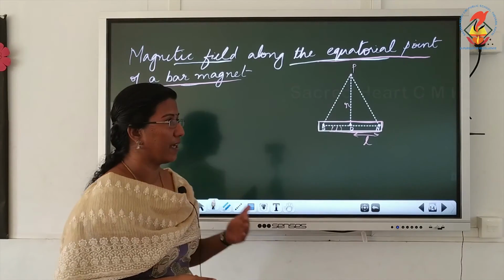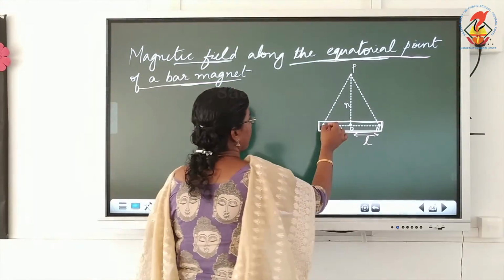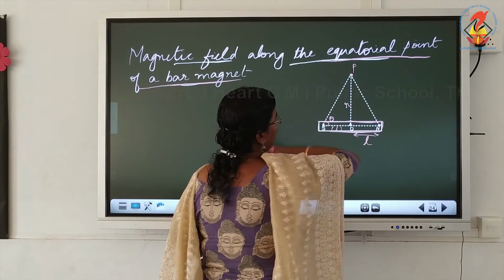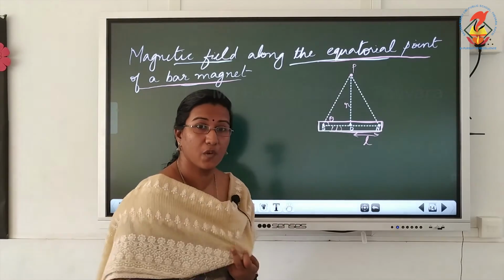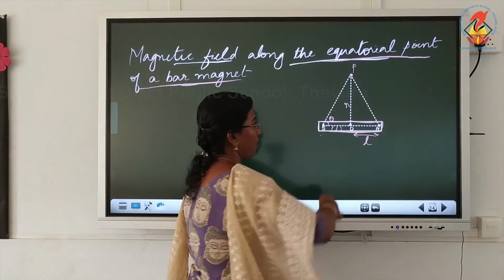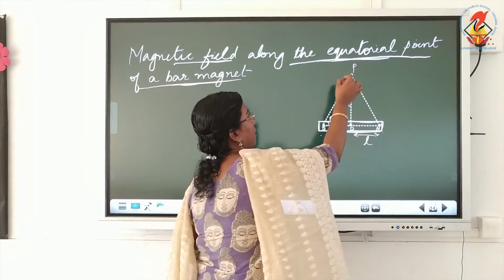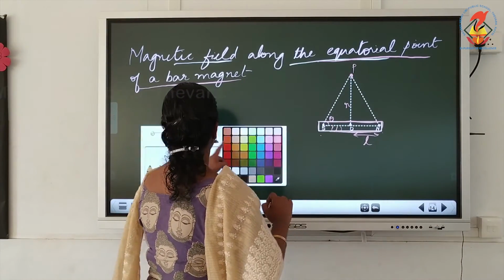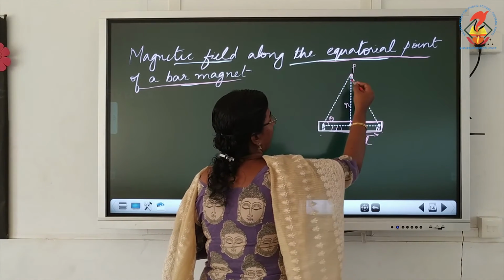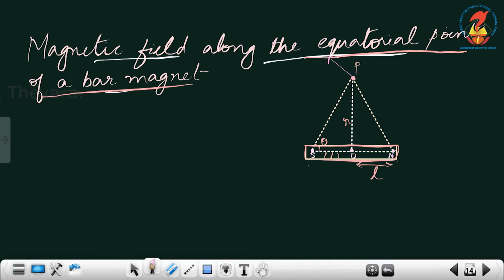Now, if I want to find the field, what must I do? I have to keep a unit north pole at point P and find out the direction of the resultant force due to the north pole and south pole of my bar magnet. I am going to keep a unit north pole here, and north pole and north pole will repel, so the direction of force will be pointing outward. I will call it Fn. Similarly, south pole and north pole will attract towards each other, so the direction of force will be like this. We will call it Fs.